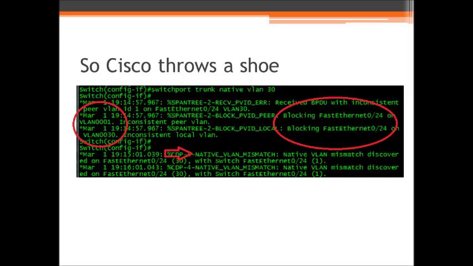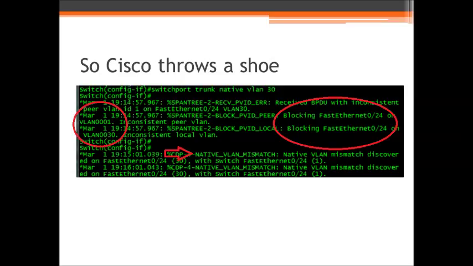So here's the error that we get. If you take a look at the arrow, that shows us the command that we get on the console, the native VLAN mismatch. And so remember that on one switch, we've got a native VLAN of 1, and the other one, we've got a native VLAN of 30. And so what the switches do in response is they say, wait a minute, something's wrong with your VLAN topology, and we're going to throw a shoe here. We are going to block not only the original native VLAN, but also VLAN 30.